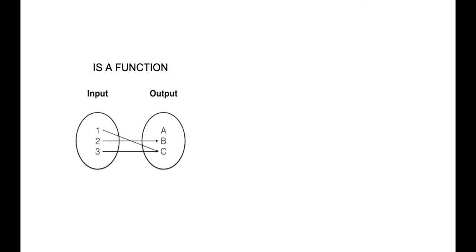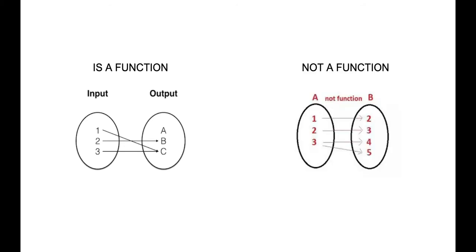So when we're looking at this input versus output table here, and we're trying to decipher if it is a function, this is an example of a function because each of our inputs only has one output. The input of 1 has an output of C, the input of 2 has an output of B, and the input of 3 has an output of C. Right? But let's look at another example in retrospect here.